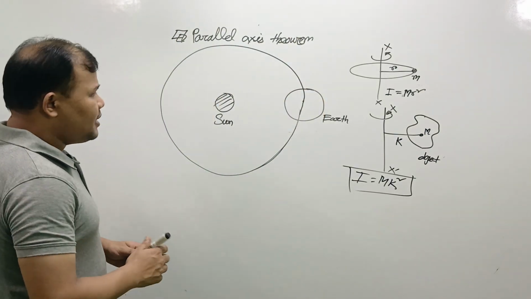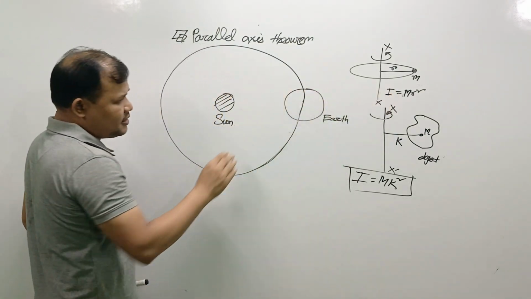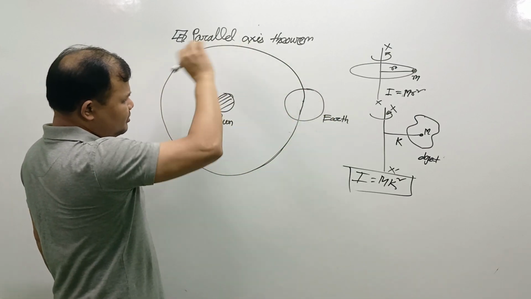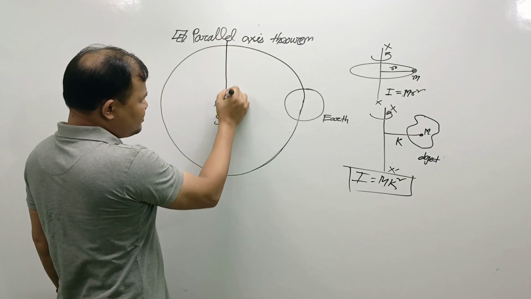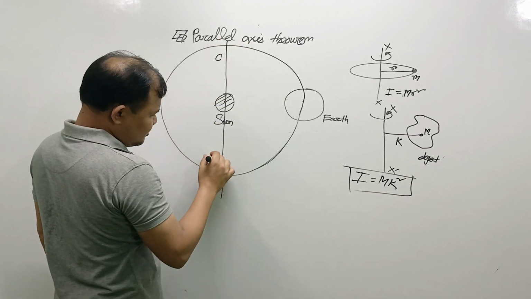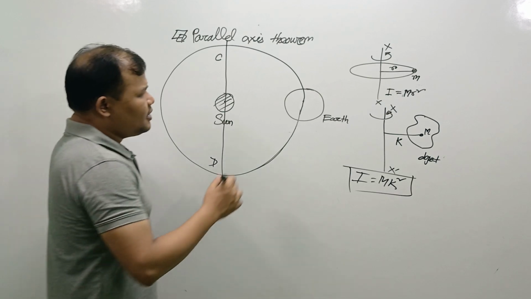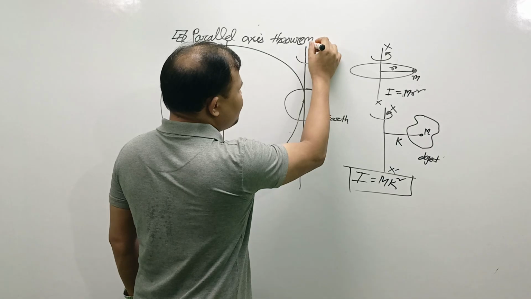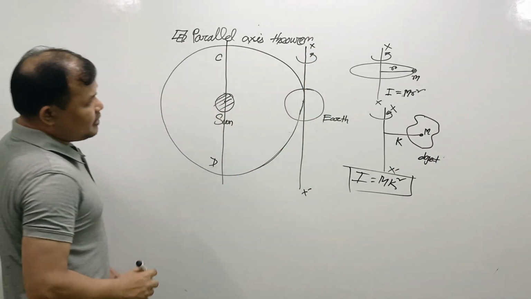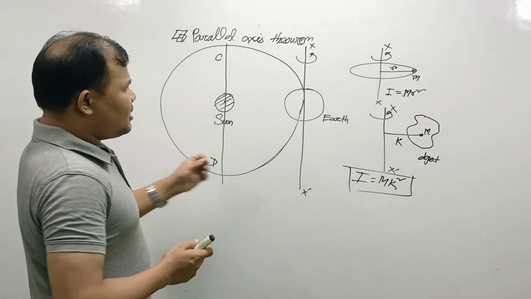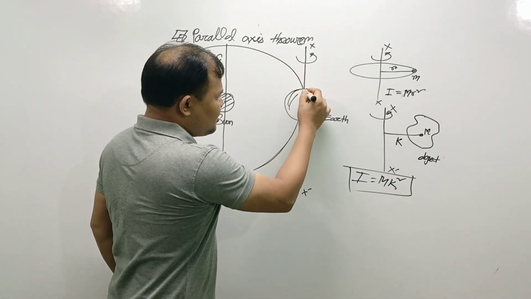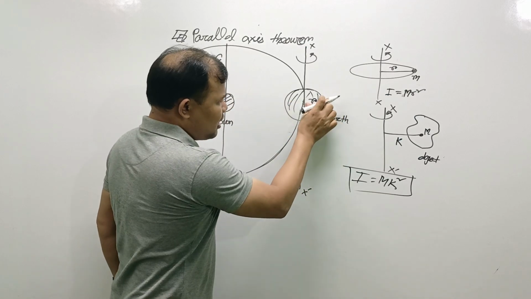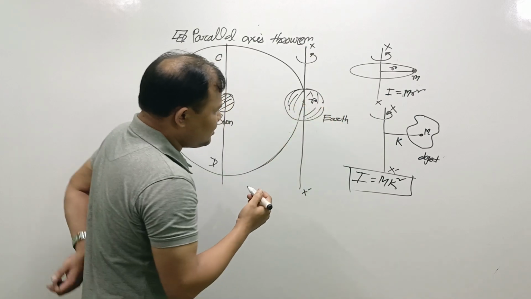Okay, suppose these two concepts we can apply here. If the earth rotates around this axis centering the sun, if we draw an axis here, this is the CD axis. The name of this axis is CD. But the earth also rotates around its own axis. Suppose its own axis is x prime, and as the earth rotates around its own axis, the radius of the earth is r.